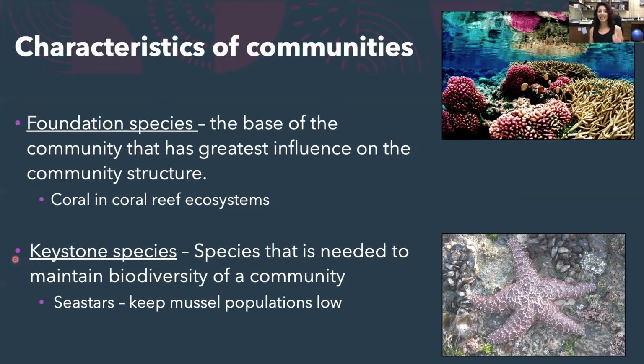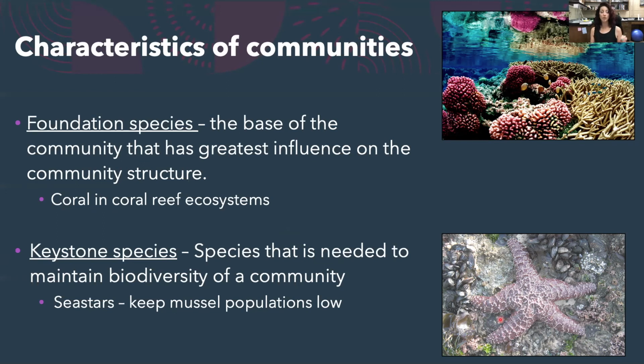Next, you could be a keystone species. Keystone species are species that are needed to maintain the biodiversity of a community. One key example of a keystone species is the intertidal sea star. These are important because they control mussel populations.